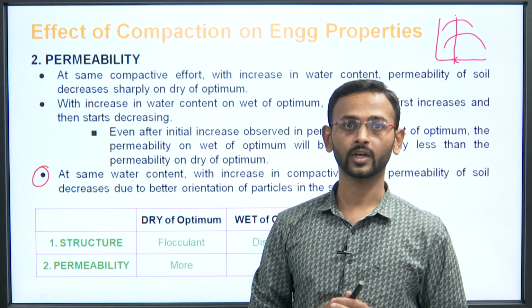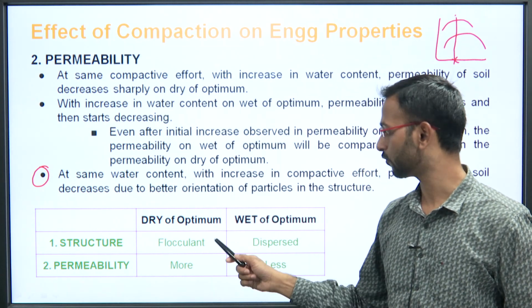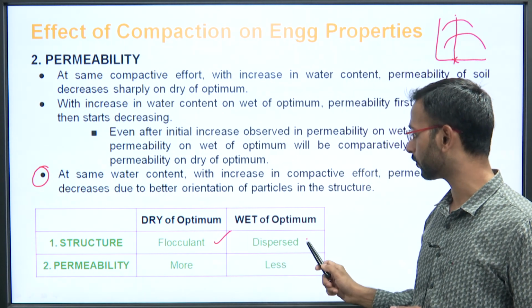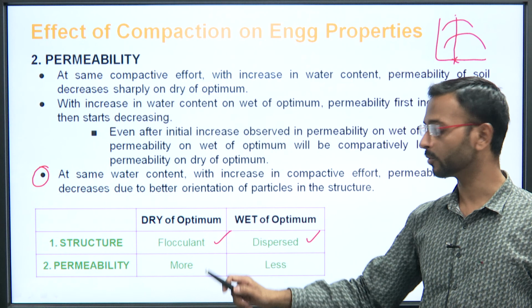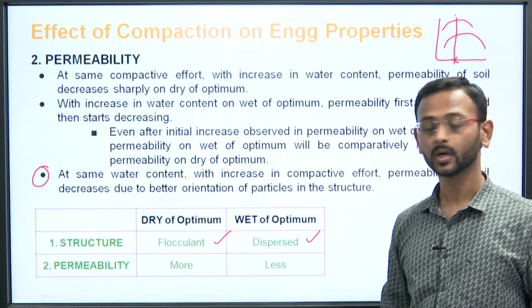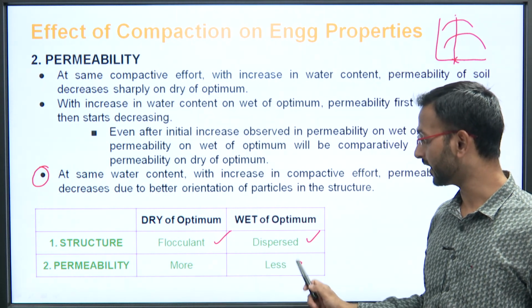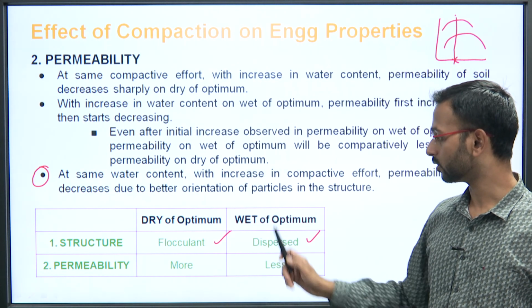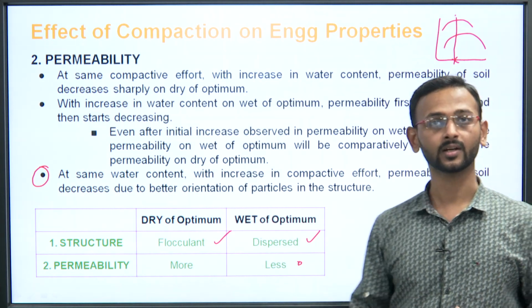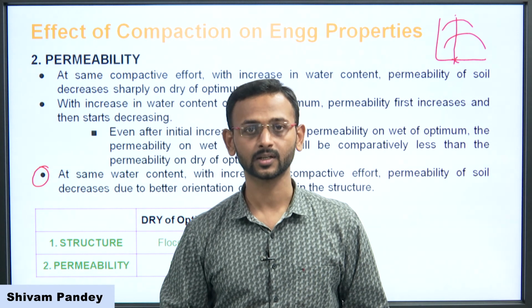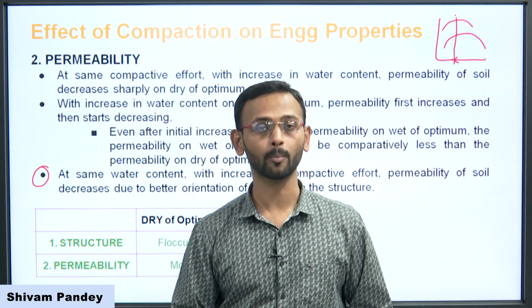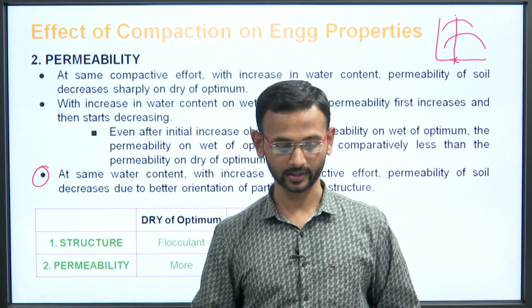So, we have seen that the structure is flocculent on the dry of optimum and on wet of optimum it is dispersed, and permeability is more on the dry of optimum and slightly less on the wet side because of the better orientation. Now, we will be discussing the next few effects of compaction on the engineering properties in the later class. Thank you.